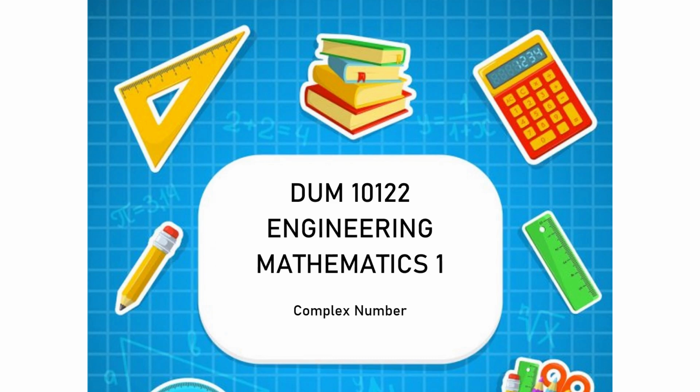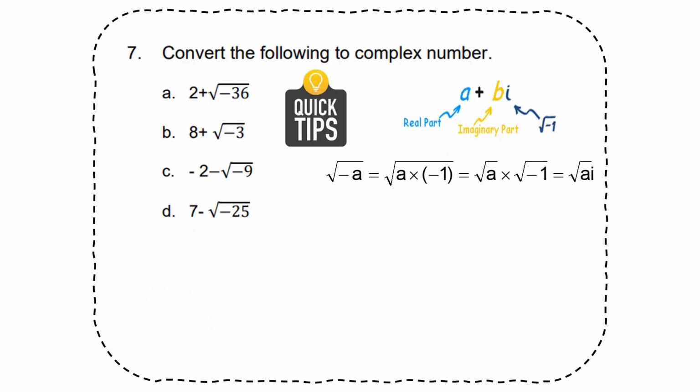Bismillahirrahmanirrahim. So now we will refer to complex number. Question 7a, the answer will be 2 plus 36 times -1, so 2 plus 36 times -1, and it will be 2 plus 6i.